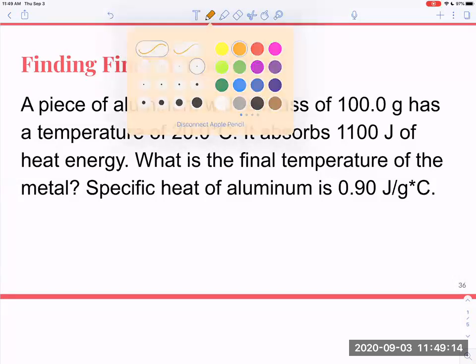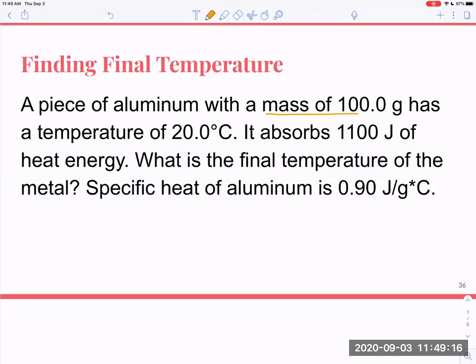So we have a piece of aluminum. They're giving us the mass, a temperature, and it tells me that it absorbs, which may be important because my Q can be positive or negative based on whether or not I'm gaining or losing energy. So I know that's a positive Q because it's taking in, endothermic. What is the final temperature? So that's not quite as easy to find, I think, as some of the rest of these. So we have a specific heat given to us as well. So let's identify some of these things.